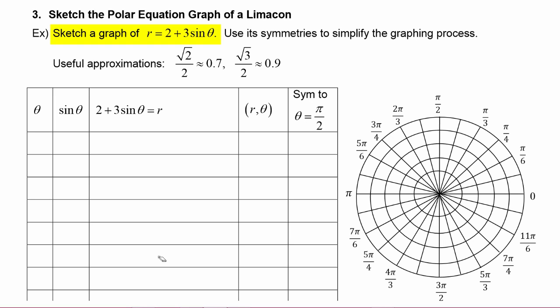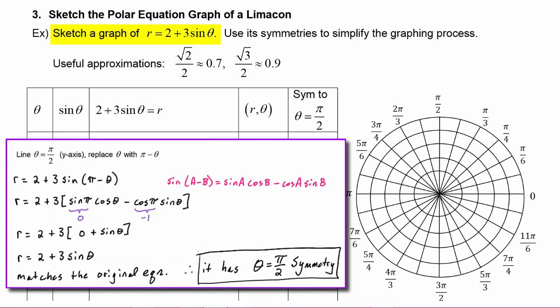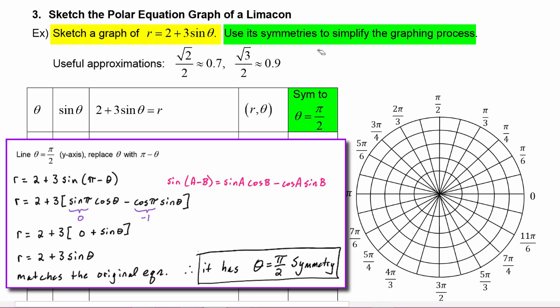Now remember, in the previous lesson, we just worked out all the symmetries of this graph, and we discovered that of the three symmetries, it had one type, and that was it is symmetric to the theta equals pi over 2 axis. So we will use its symmetries to simplify the graphing process.